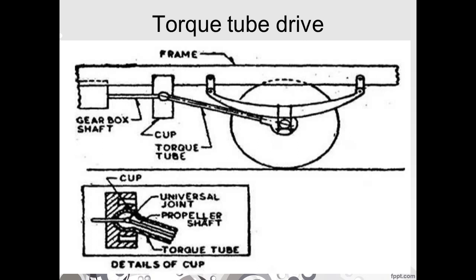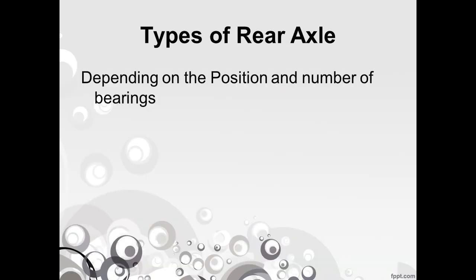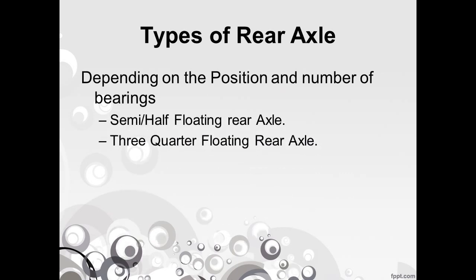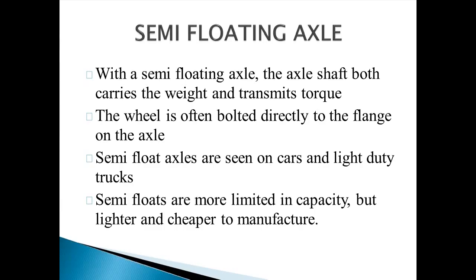Now coming to the rear axle support system, also called rear axle types. Depending on the position and number of bearings, they are classified into semi or half floating rear axle, three-quarter floating rear axle, and fully floating axle.